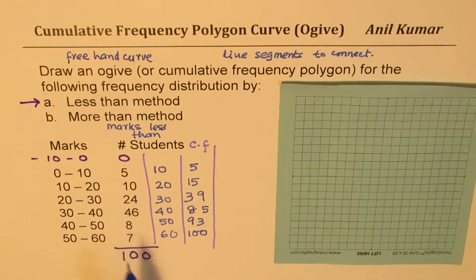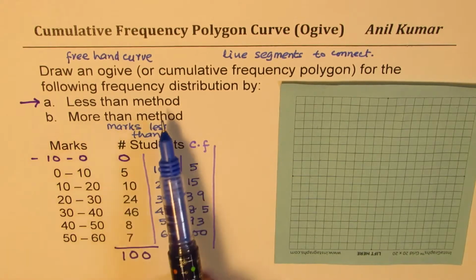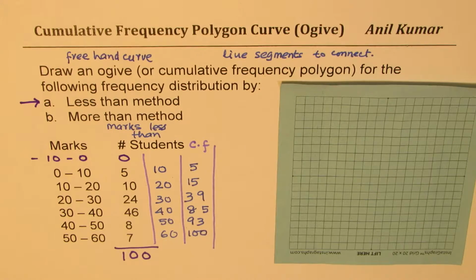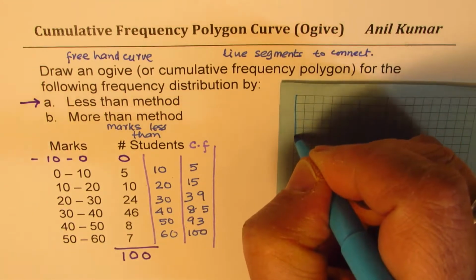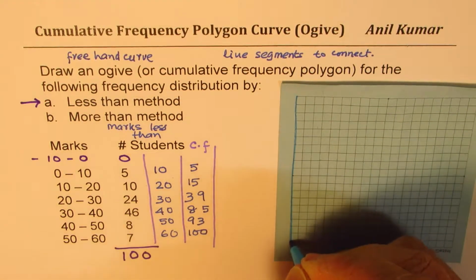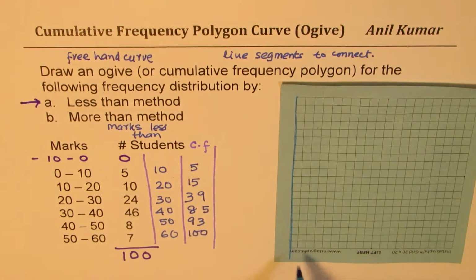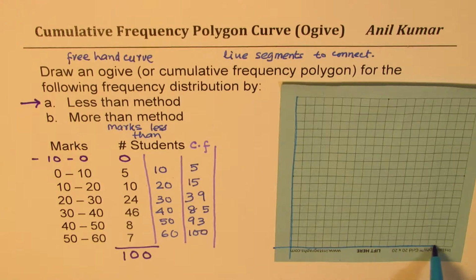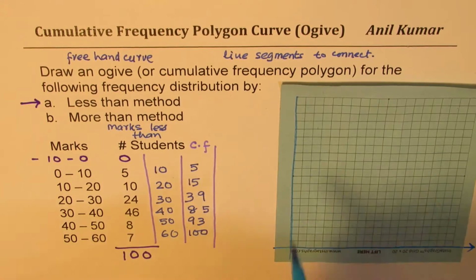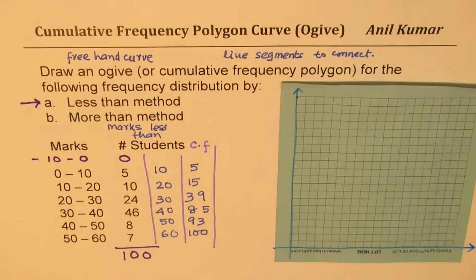Now from here, you can create the less than ogive. You get my point, correct? So now we will do that part. So what we are going to do here is, on our axis, let me draw a line here first. Because we have less space, we'll just use these lines. You should use a scale to draw your curves.